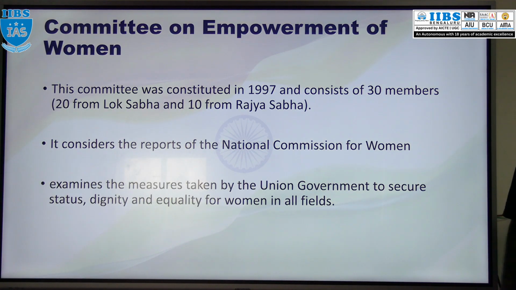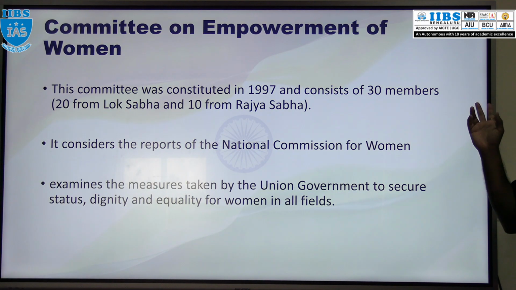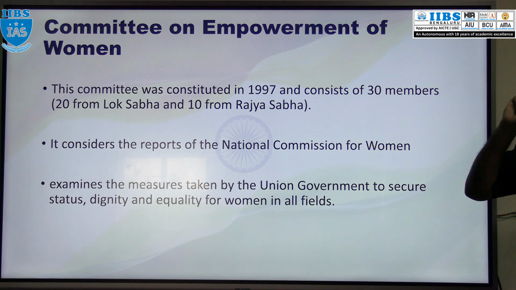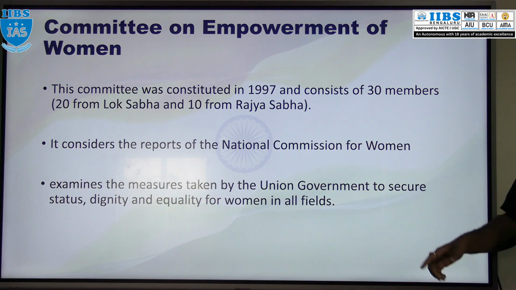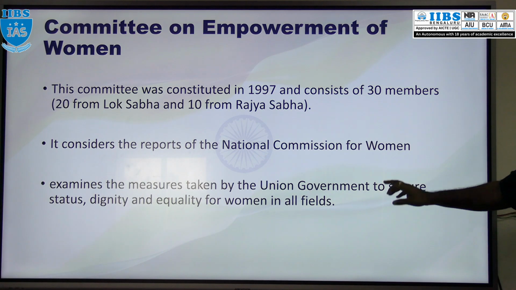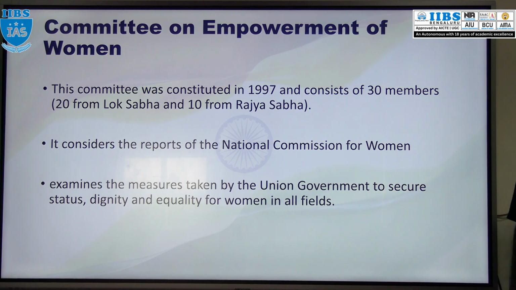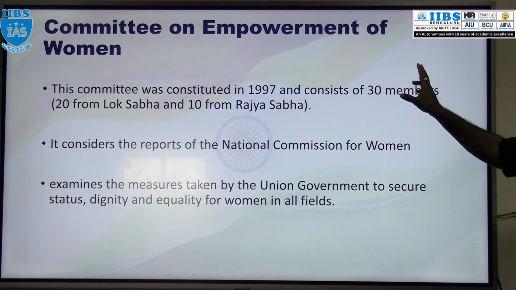Then the Committee on Empowerment of Women. This committee was established in 1997. This committee also consists of 30 members like SC and ST: 20 members from Lok Sabha and 10 members from Rajya Sabha. We have one commission, the National Commission for Women. That commission will examine the cases related to women and submit that report to the President. The President will lay that report before this committee.